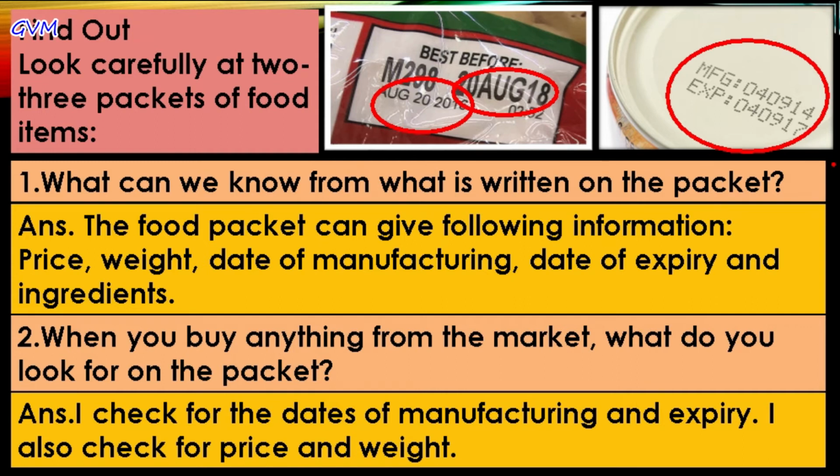Question number 2: when you buy anything from the market, what do you look for on the packet? So students, whenever you go to the market, you have to keep some important points in your mind. First of all, you have to check the dates of manufacturing and expiry of that particular food item. Then you also have to check the price and the weight of that food item. And by doing this, you will become an aware consumer.